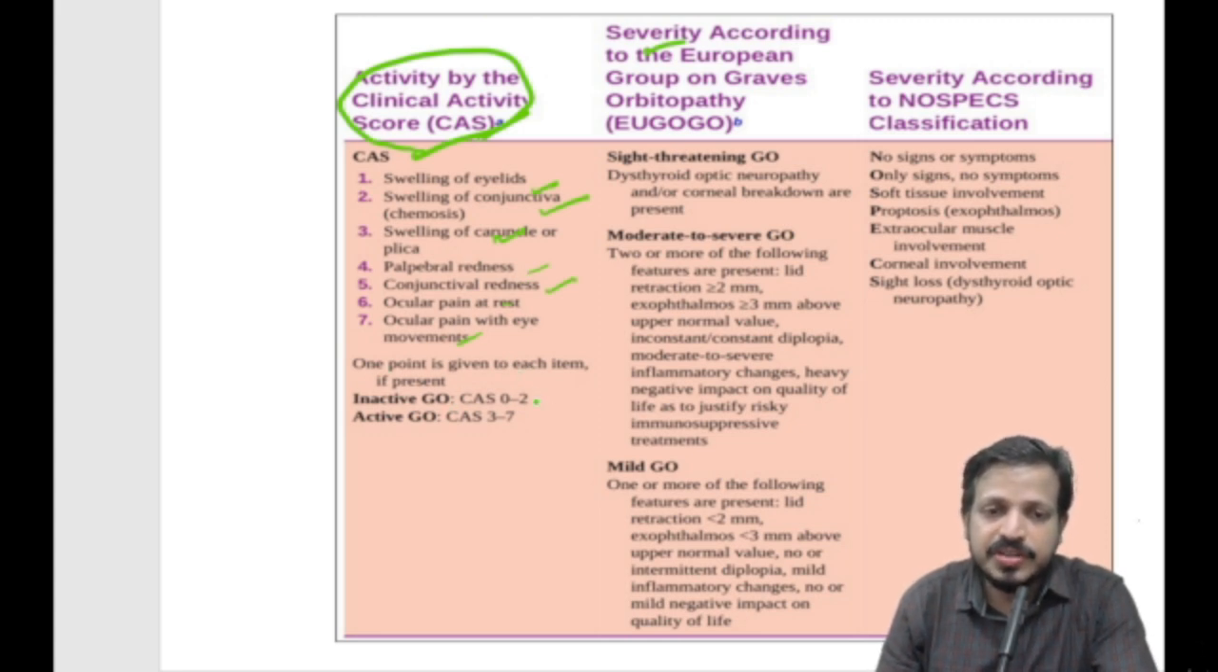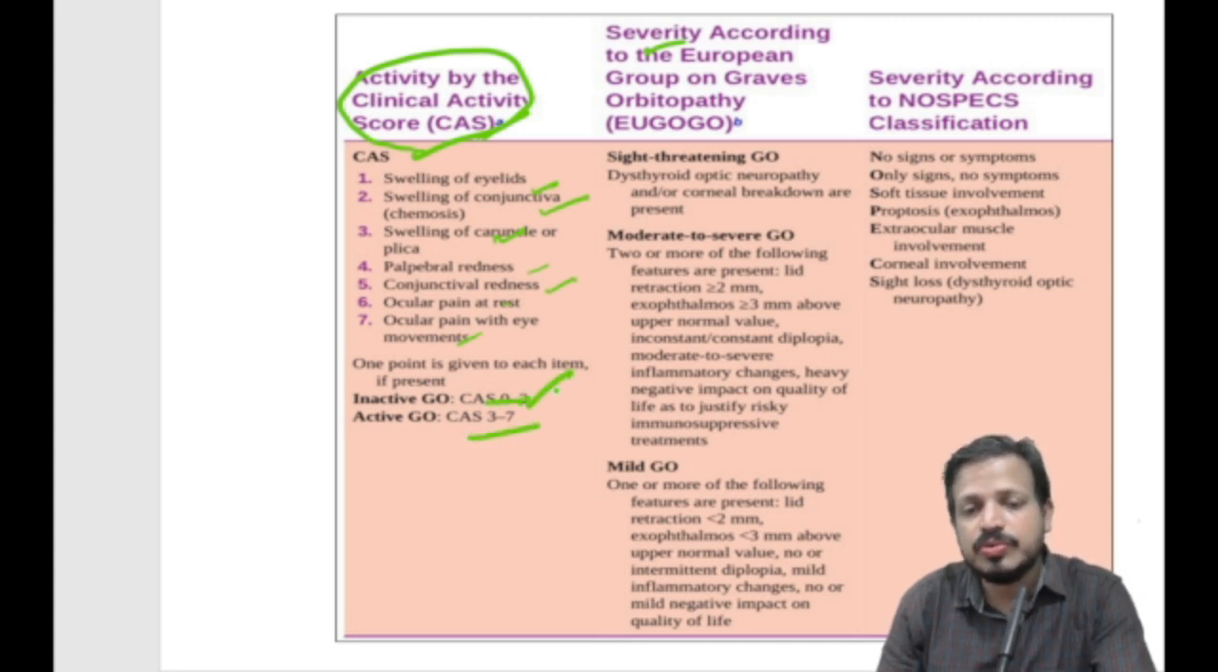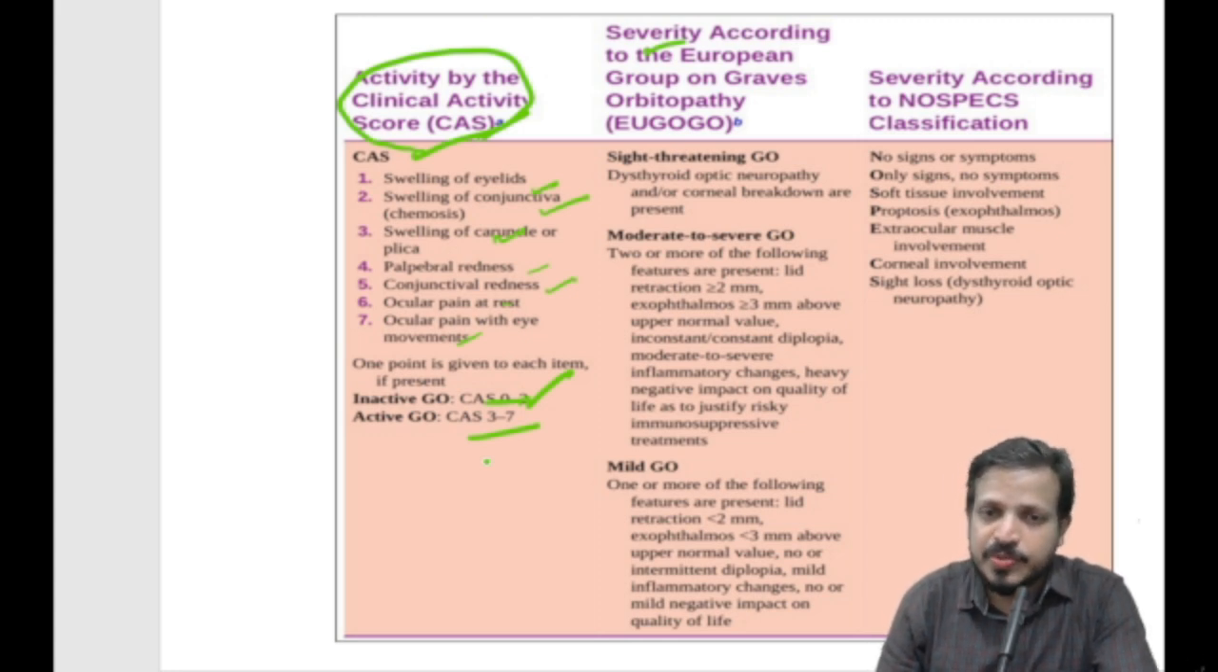Okay, then what is inactive? Inactive is CAS score 0 to 2. If CAS score is 3 or more than 3, it is known as active Graves ophthalmopathy or active Graves orbitopathy.